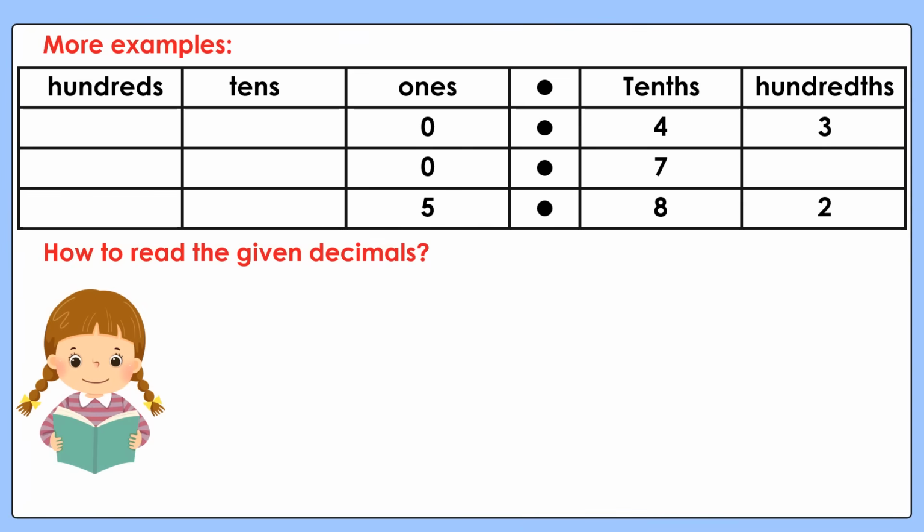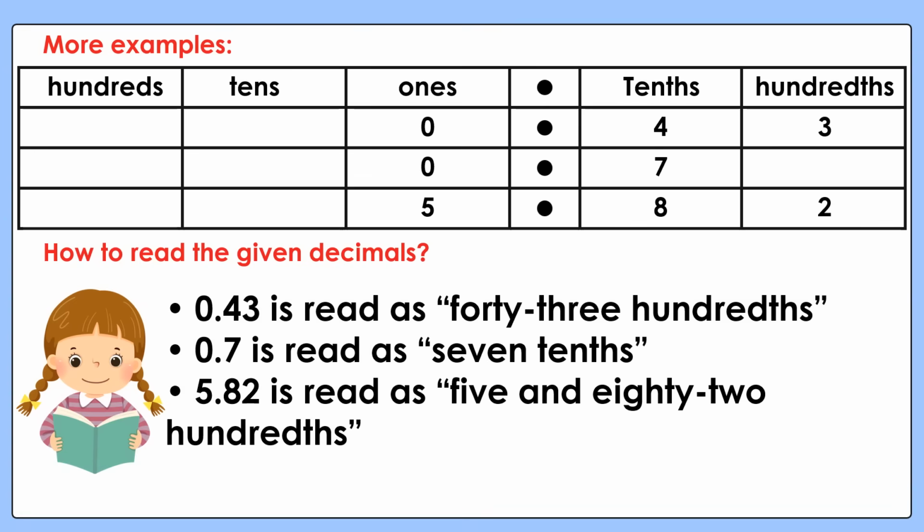Let's have more examples. How to read the given decimals. 0.43 is read as 43 hundredths. 0.7 is read as 7 tenths. 5.82 is read as 5 and 82 hundredths.